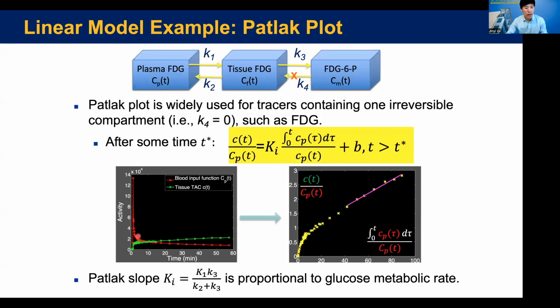The red is the blood input function Cp, and the green is the tissue activity curve Ct. If I plot Ct over Cp versus the integral of Cp divided by Cp, then I get this linear relationship. This has been shown by Rich in the first webinar already. Essentially, we can fit the slope at a later time, roughly 15 minutes after injection for FDG, and get this Patlak slope that is proportional to the glucose metabolic rate. It's a useful parameter for many applications.